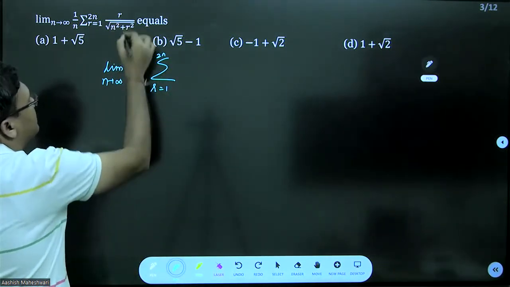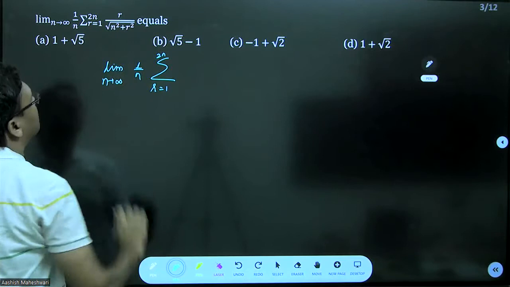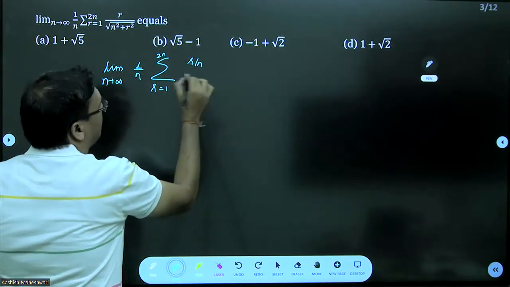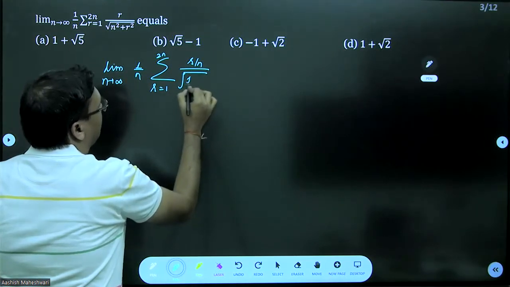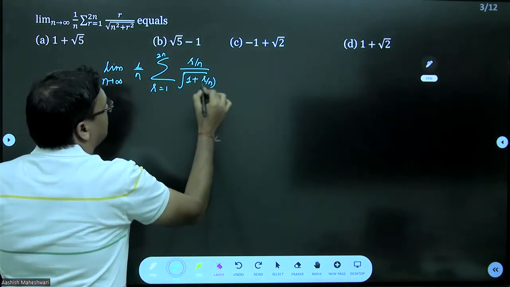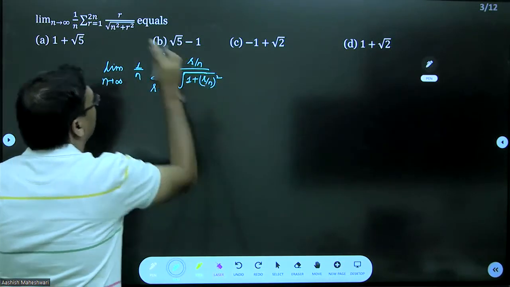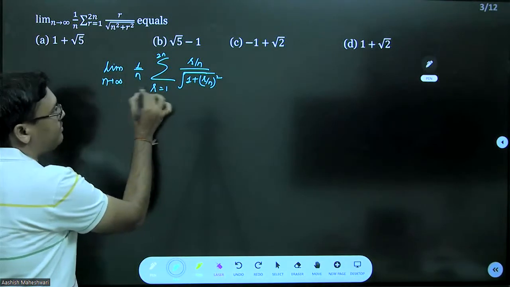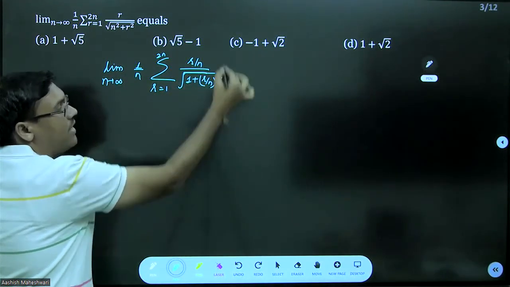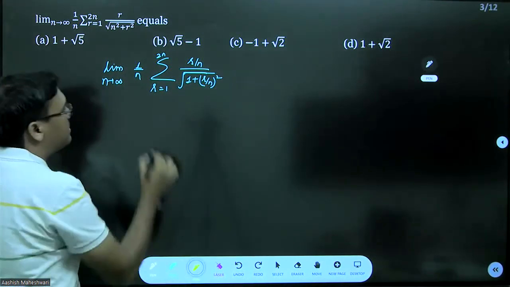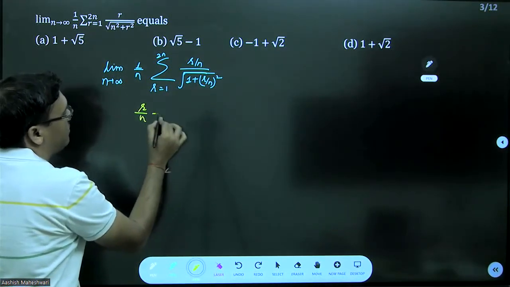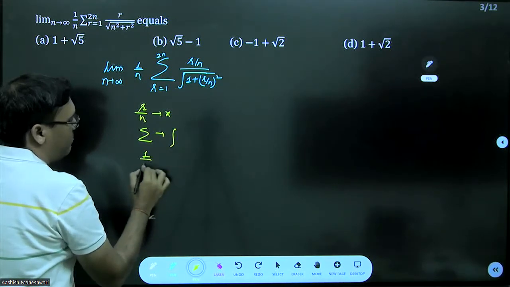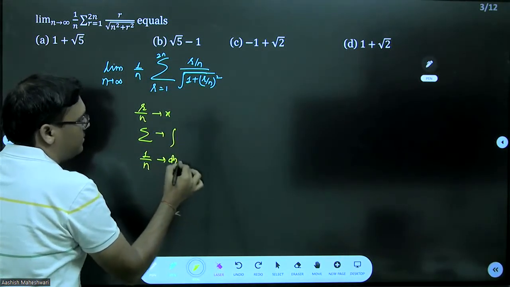Now we can clearly see, if I take n square common, then this will become r by n upon under root of 1 plus r by n whole square. Just taking n square common, you will have this. Now you can see this is 1 by n, n tends to infinity, function of r by n. So what is this? If I replace r by n with x, and sigma with integral, 1 by n as n tends to infinity is a small element, so this is dx.